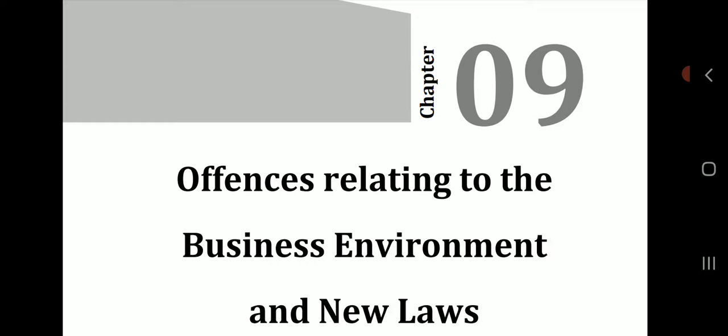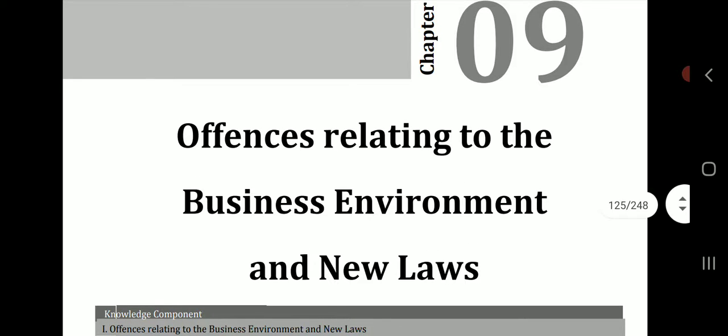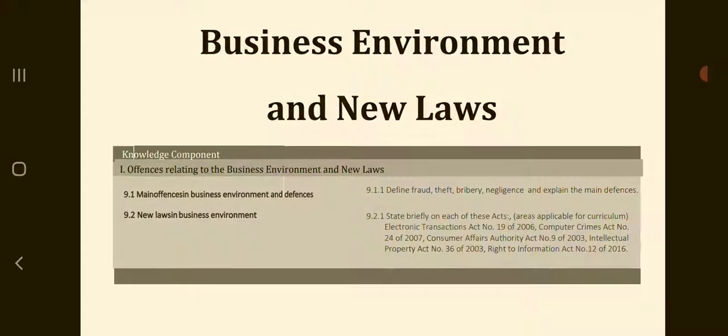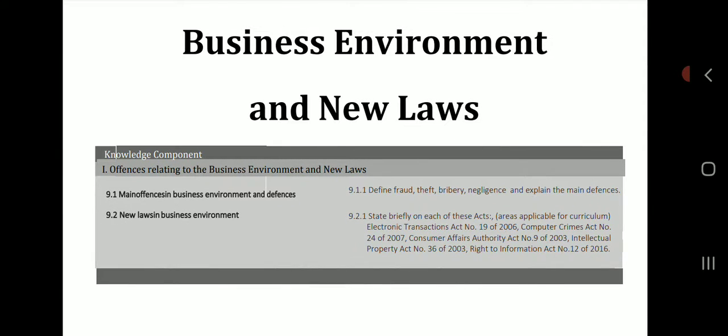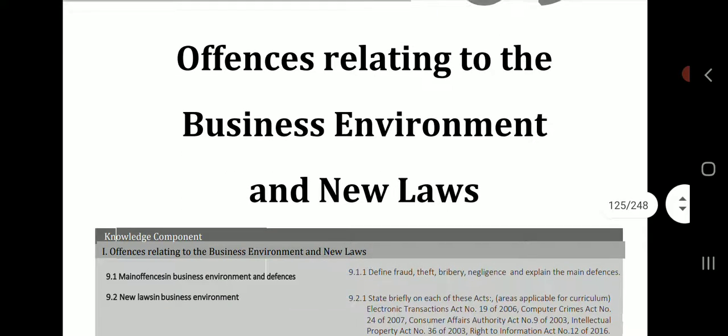So this is chapter 9, and in this lesson I'm going to teach you about the offences relating to the business environment and new laws. This pretty much covers the general law of the business environment, how things have been violated, and what the certain damages, compensation and offenses are if these things are violated. This is general knowledge in business law and the business environment, and it's quite an easy chapter. So let's get into it.